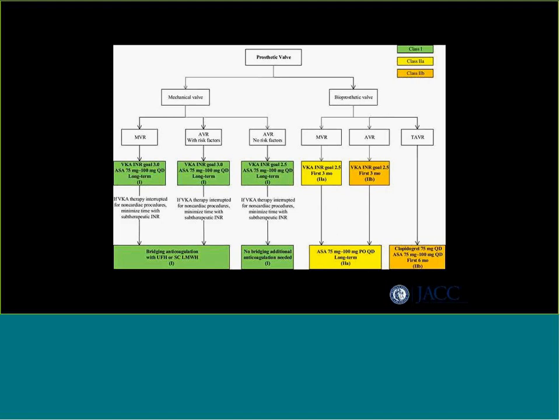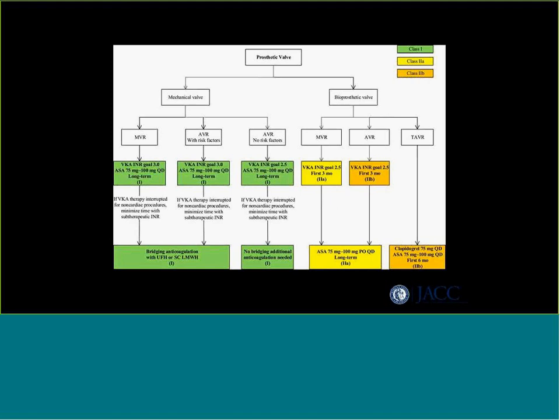This is an algorithm for warfarin anticoagulation for mitral valve replacement, or valve replacement with risk factors or with no risk factors. So if you have a mechanical aortic valve with no additional risk factors like left ventricular systolic dysfunction or atrial fibrillation, then your INR goal is 2.5 with long-term aspirin. If you have those risk factors, it bumps up to 3. So that would be systolic dysfunction, AFib, etc. Mitral valve replacement, same thing, mechanical valve. INR goal is 3, along with a baby aspirin daily.